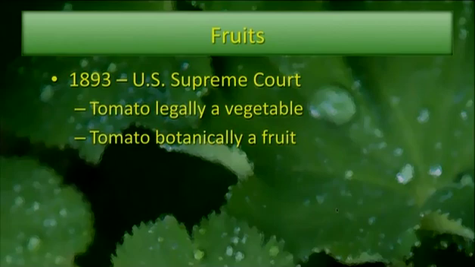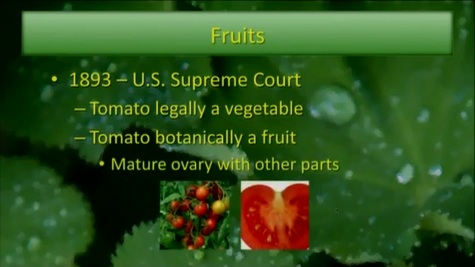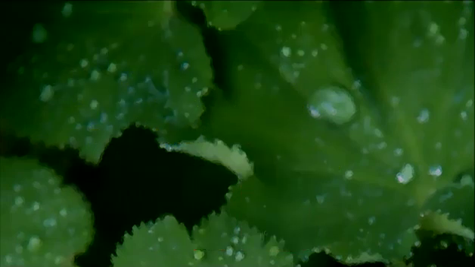So what is a fruit? A fruit is usually a mature ovary with other parts, and it usually contains seeds. So you see this inside of the tomato with the seeds inside of it. So botanically, a tomato is actually a fruit, even though legally tomatoes are actually vegetables. Of course, they're fruits. Now let's get into vegetables review.